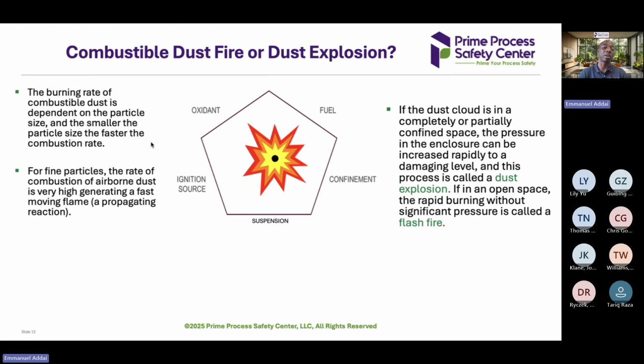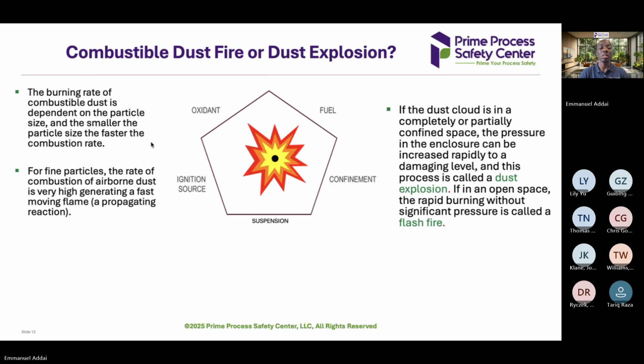You need to also have an ignition source. So the same three parameters which are needed for normal fire need to be there for that explosion to happen. The fourth one is you need to have a suspension. A typical example is if I have dust on the floor and I apply heat or spark, automatically I'm going to get ignition. But is this ignition going to create any pressure?